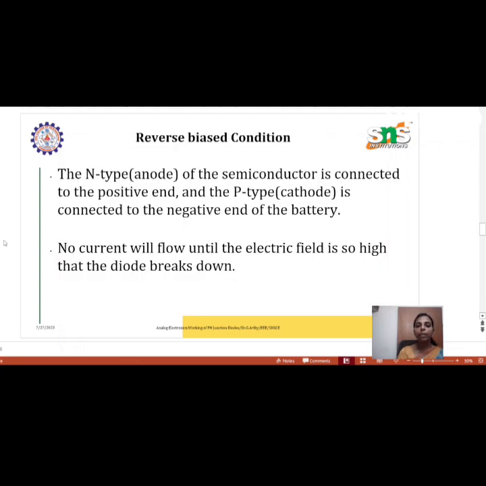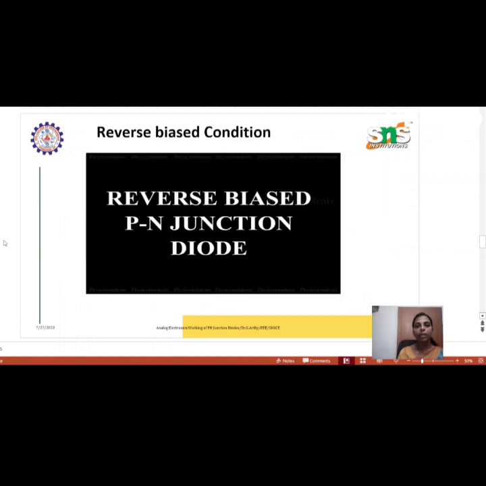Next is reverse bias condition. In reverse bias condition, the N-type of the semiconductor is connected to the positive end and P-type is connected to the negative end of the battery. So at this, as we said, diode is unidirectional. It does not conduct in the opposite direction. No current will flow until the electric field is high enough that the diode breaks down. So till it reaches a reverse saturation current, no flow will be there.